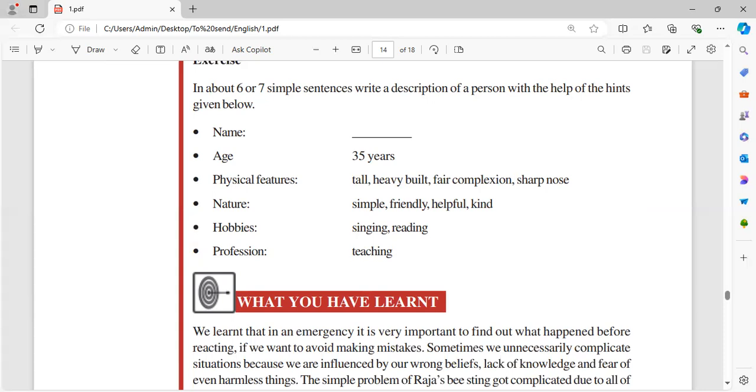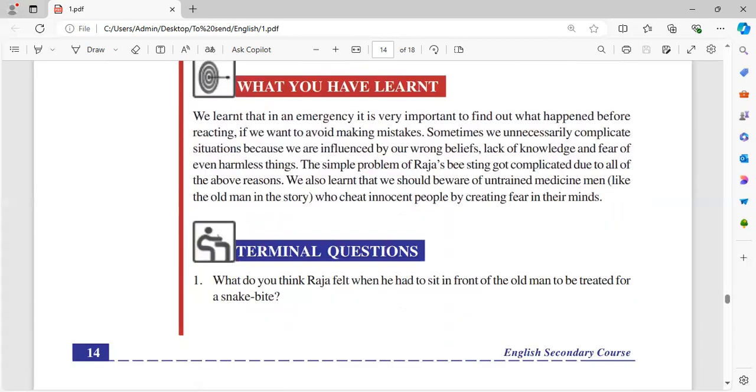Okay, so the age is 35. Physical features: tall, heavy built, fair complexion, sharp nose. Nature: simple, friendly, helpful, kind. Hobby: singing, reading. Profession: teaching. So make 6 or 7 sentences with the given hints.